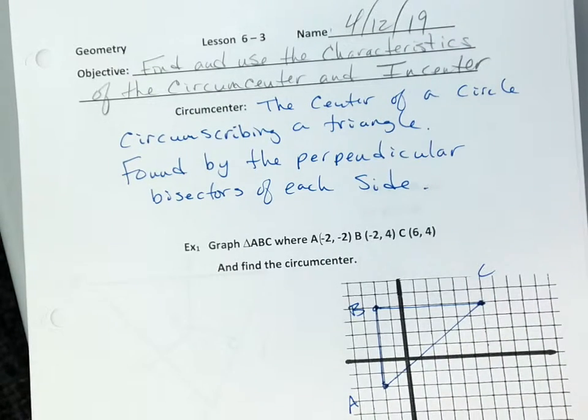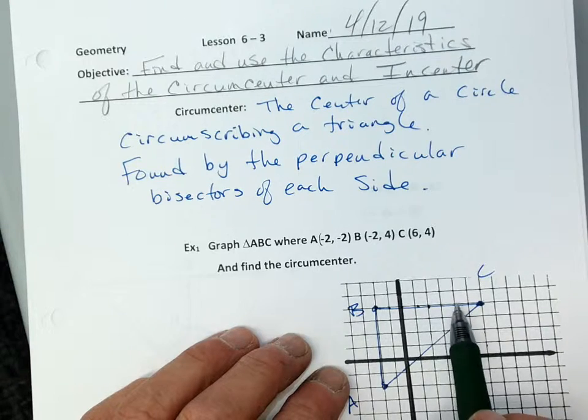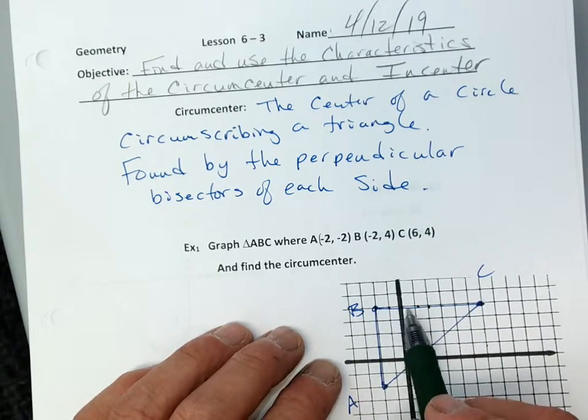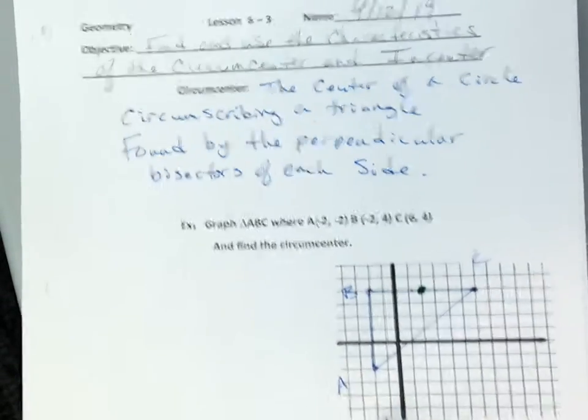Everybody have that? I could get my ruler out and measure it, but on graph paper, it's really easy. We don't need a ruler. You guys agree? We can find the midpoint pretty easily by counting. The midpoint's got to be, from this side, 1, 2, 3, 4, right? So my midpoint's right there. You guys see it?